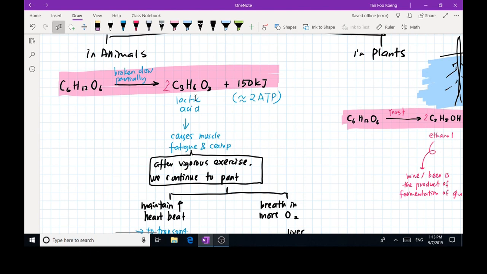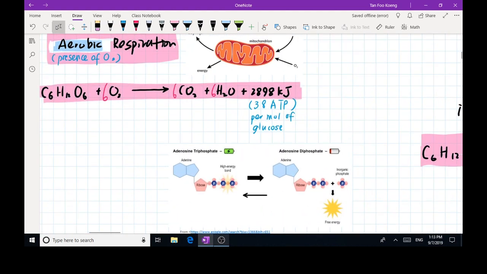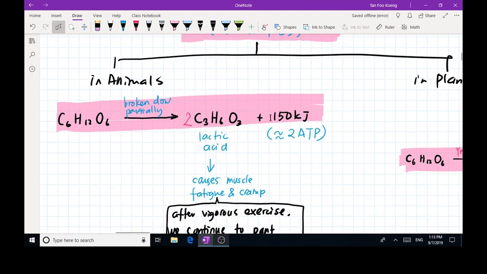If you recall the aerobic respiration, for 1 mole of glucose oxidized, we gain 38 ATP. But in anaerobic respiration, we only gain 2 ATP. The reason is because, as I mentioned earlier, energy is still trapped within the molecules of lactic acid.